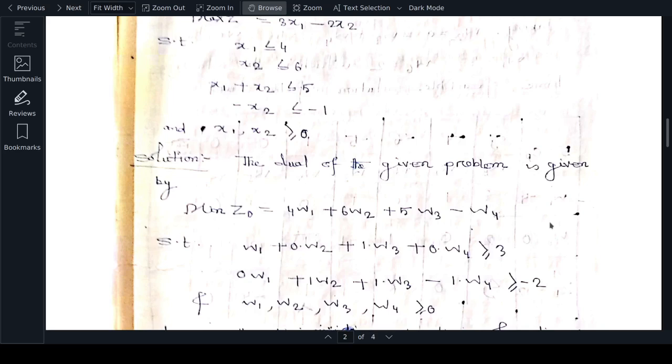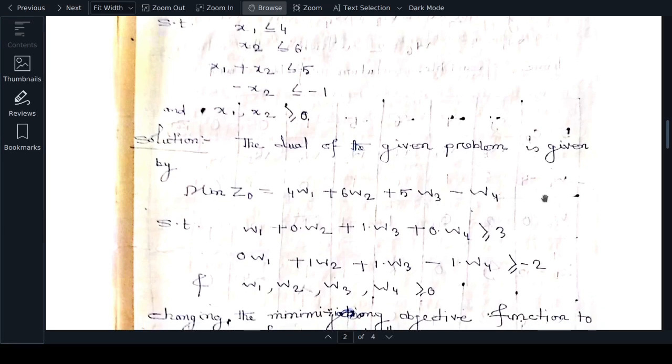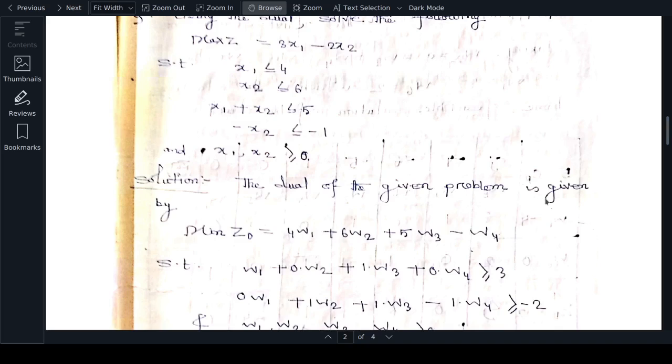Why greater than or equal to 3? Where did that 3 come from? Greater than or equal to 3 means you see the primal objective function coefficient is what? The primal objective function coefficients are 3 and minus 2. So the first is greater than or equal to 3. Clear? Yes, sir.